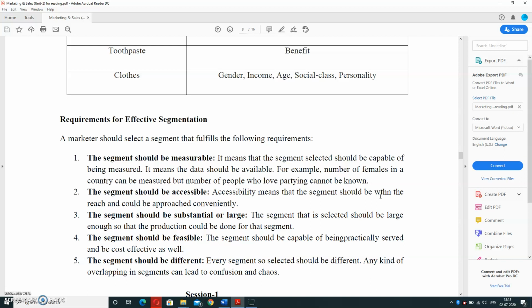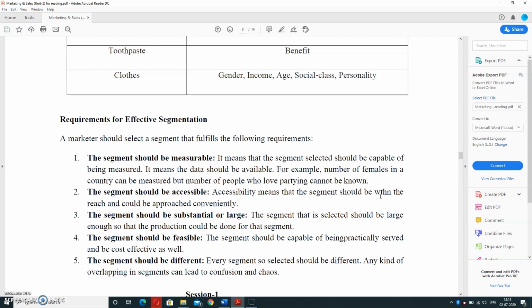Second, the segment should be accessible. Accessibility is the major issue. If a segment is not accessible, it cannot be performed. Accessibility means the segment should be within the reach or within the limit of the company. The company can easily apply it on their production. Third, the segment should be substantial or large. The segment that is selected should be large enough so that production can be done for that segment. Its boundary should be large accordingly so that it can be performed.